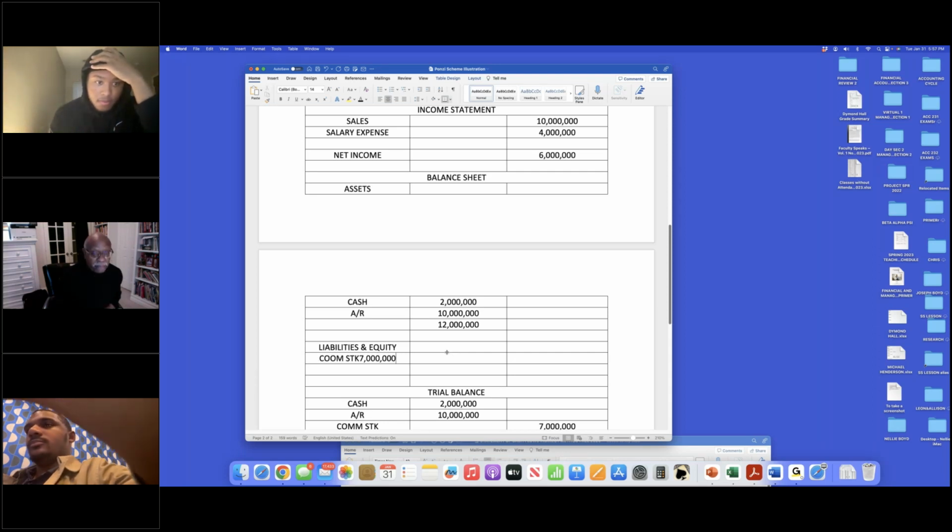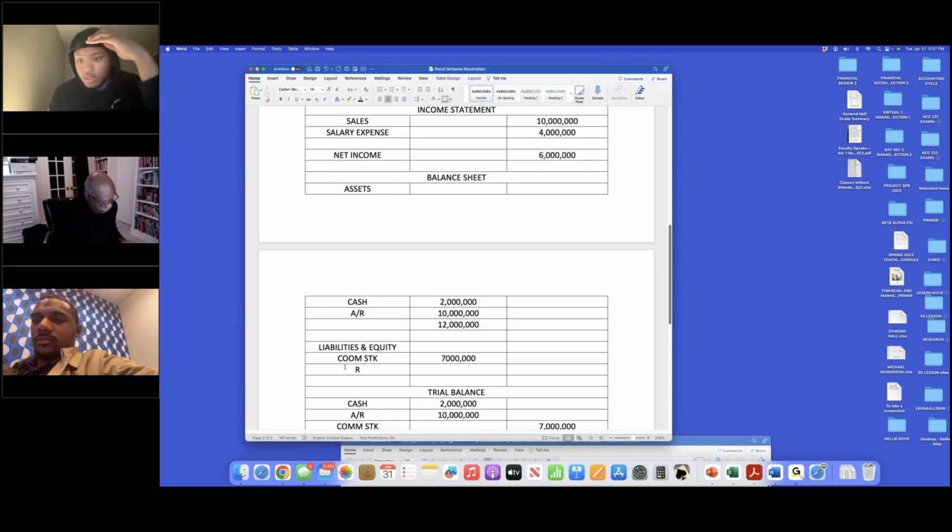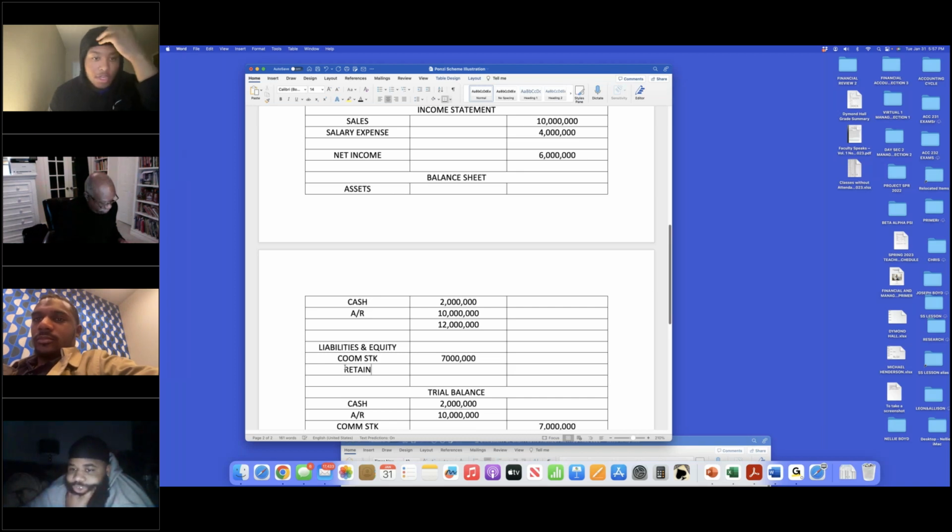How do we get that? That's the common stock. And the retained earnings is how much? 5 million. How do we get 5 million? Subtract the net income from the dividends.